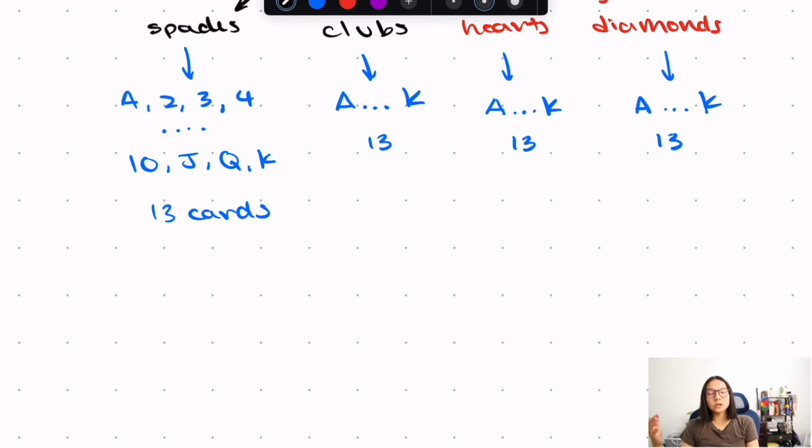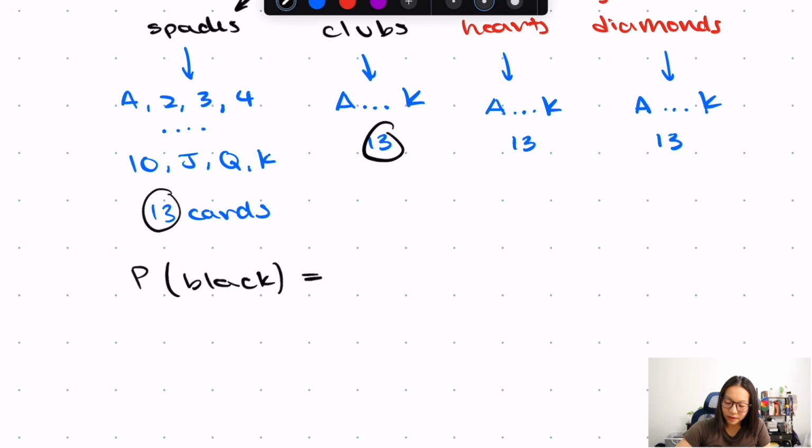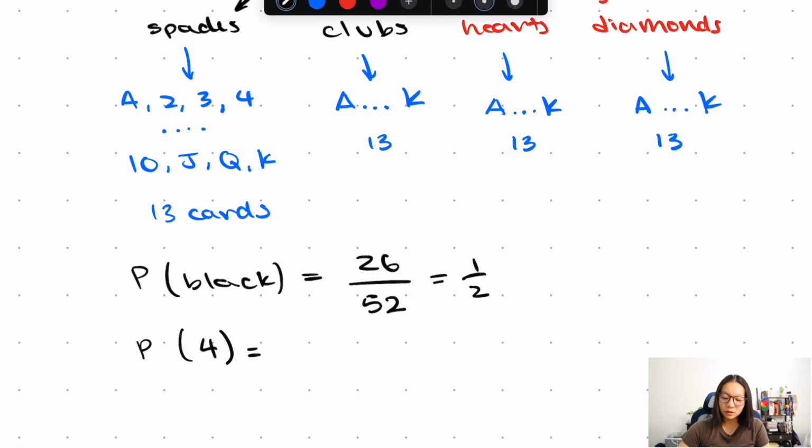Let's use this 52 card deck to show what we mean by probabilities. I'm going to draw a random card. What is the probability that that random card is a black card? There are 13 plus 13 black cards, so that's 26 divided by 52 total cards, which equals 1/2. Now, what is the probability of drawing a card and that card being a 4? There's a 4 in each suit, so there are 4 fours in this deck out of 52, and that equals 1/13.